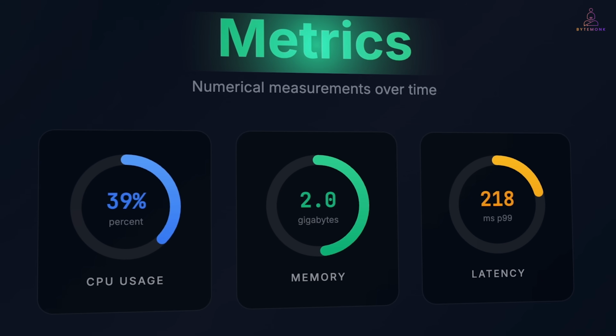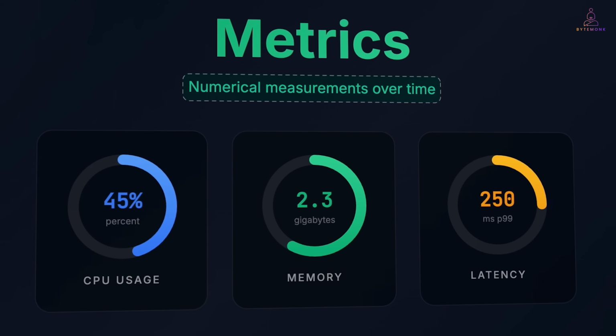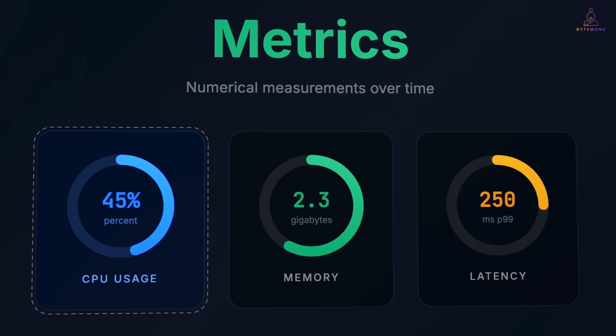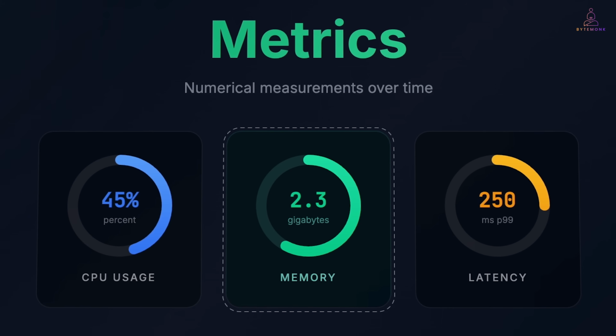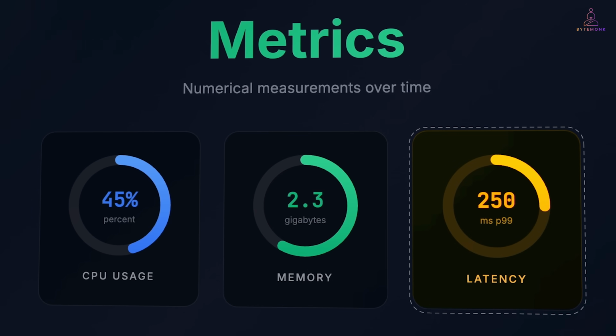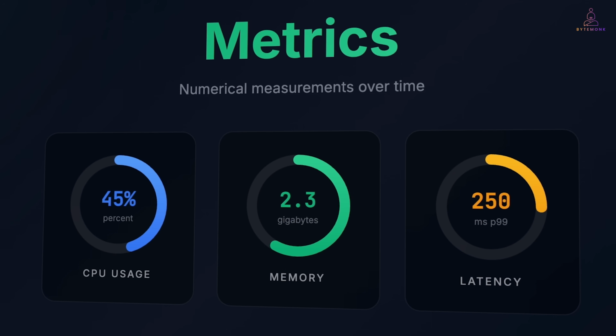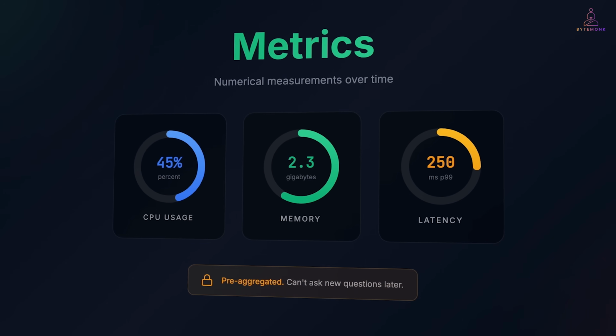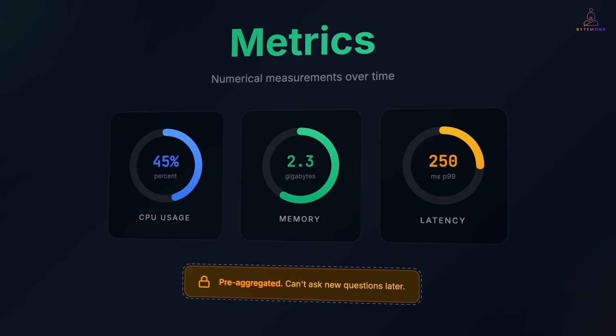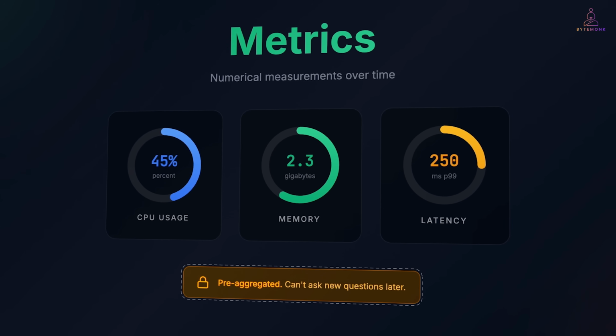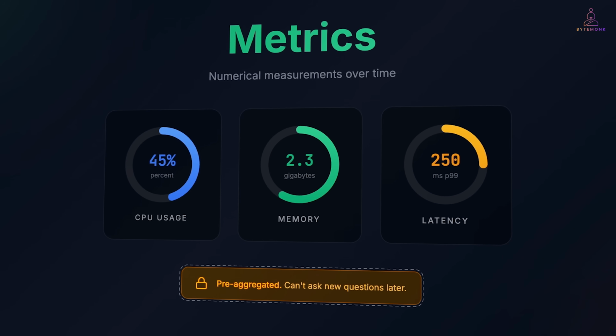Then there is metrics. These are numerical measurements over time. CPU usage at 45%, memory at 2.3 gigabytes, request latency P99 at 250 milliseconds. Metrics are great for dashboards and alerts, but they are pre-aggregated. You decide in advance what to measure. If you didn't think to track latency by discount code type, you can't go back and ask that question.